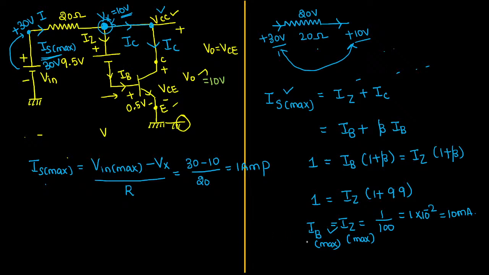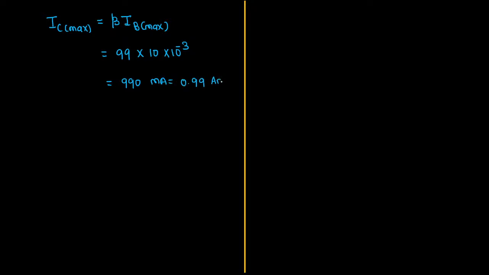Once you have the base current, how will you find the collector current? IC maximum can be found with the collector current IC equal to beta times the maximum base current. Just now we found that the maximum base current is 10 milliampere. So 99, the beta value, into 10 milli, which means 10 power minus 3. It will be 990 milliampere, or you can also call it 0.99 ampere. So we found the value of collector current also.